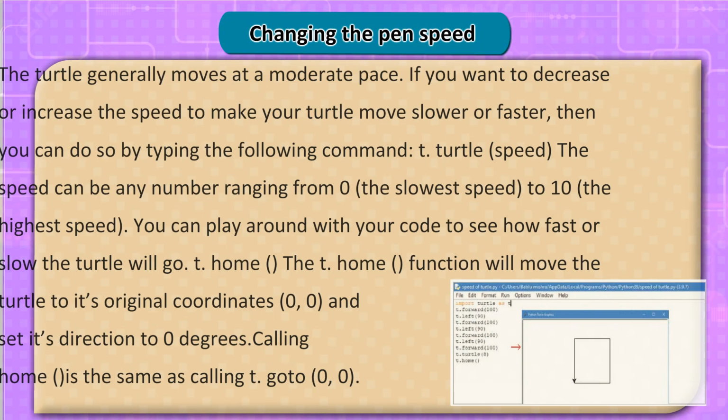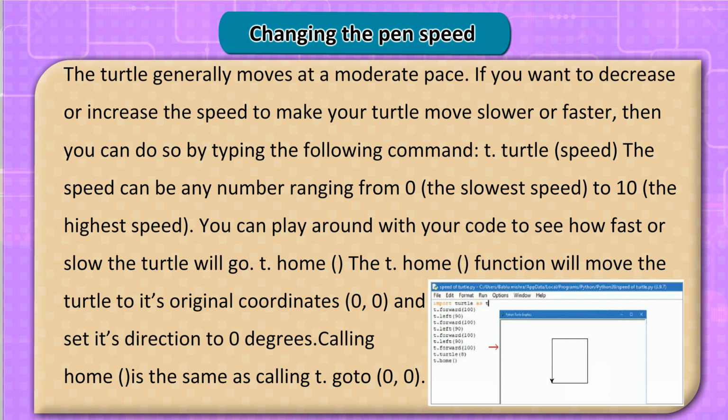Changing the pen speed. The turtle generally moves at a moderate pace. If you want to decrease or increase the speed to make your turtle move slower or faster, then you can do so by typing the following command, T.speed. The speed can be any number ranging from 0, the slowest speed, to 10, the highest speed. You can play around with your code to see how fast or slow the turtle will go.